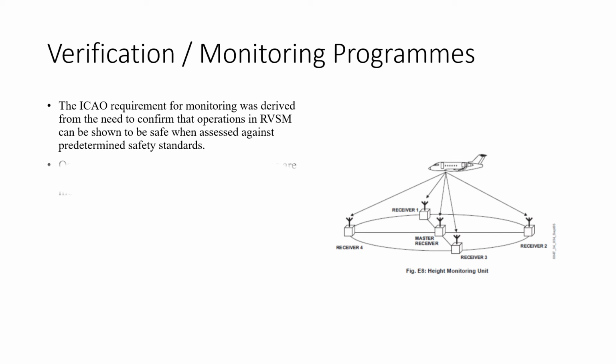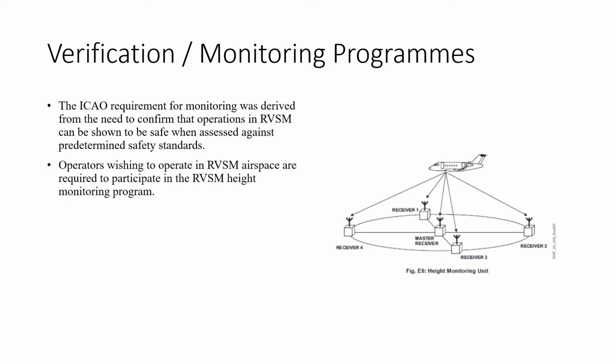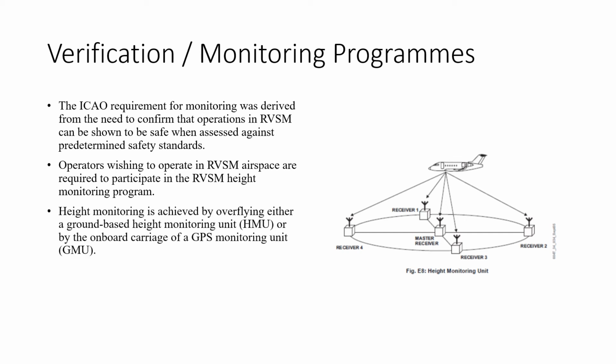So operators wishing to operate in RVSM airspace are required to participate in the RVSM height monitoring program. Height monitoring is achieved by overflying either a ground station, and there's several of them scattered around the world in certain locations, or by the onboard carriage of a GPS monitoring unit or a GMU.